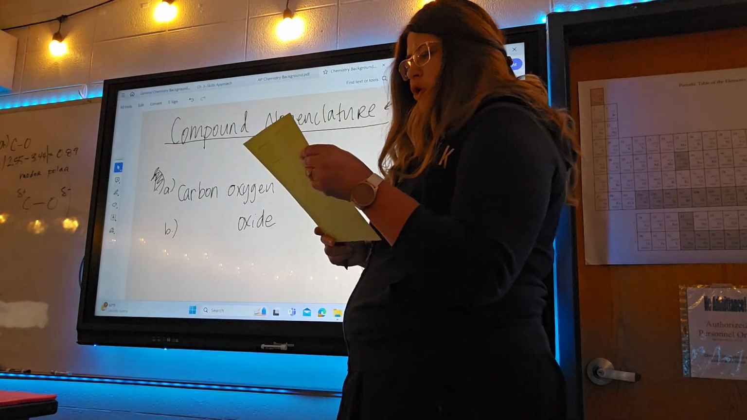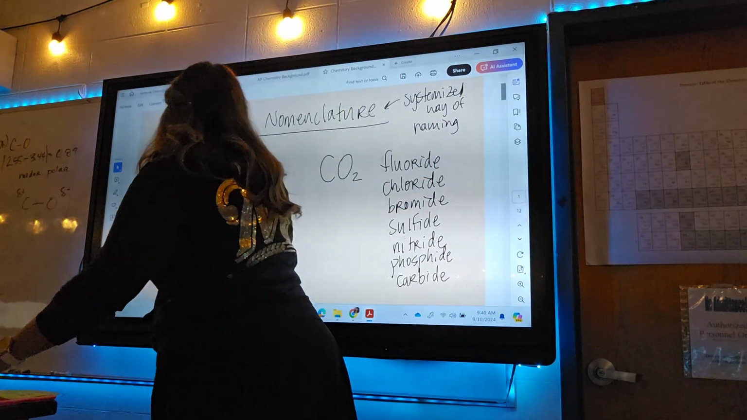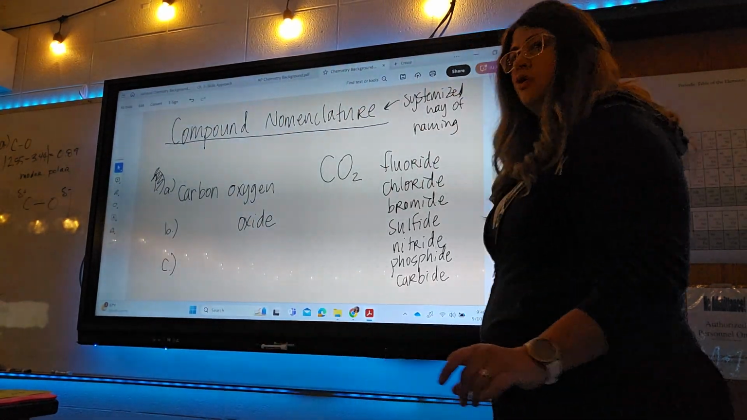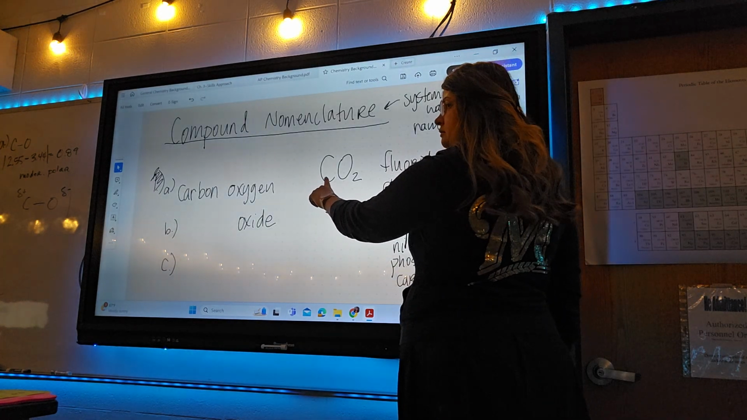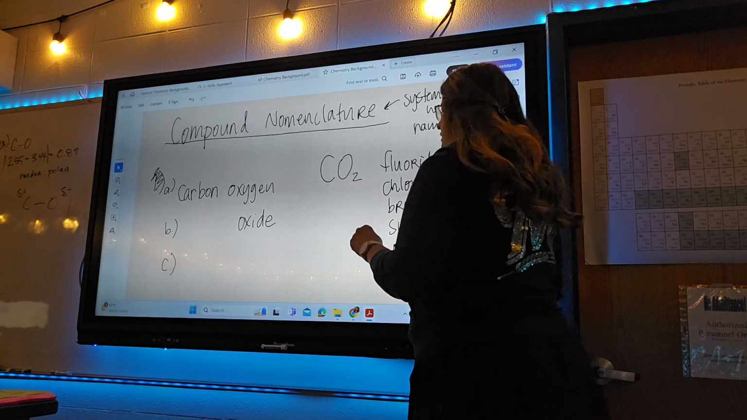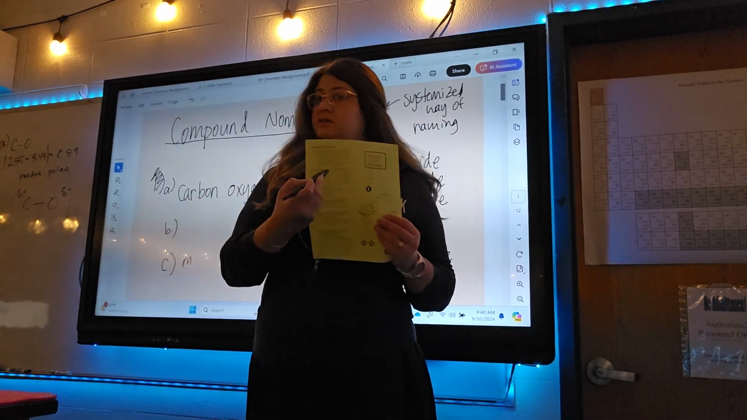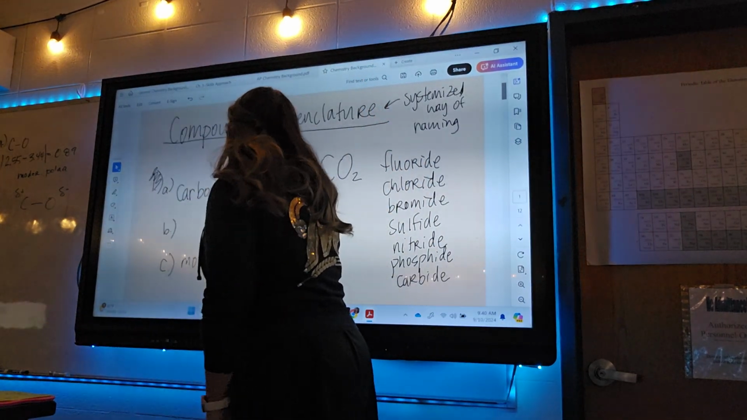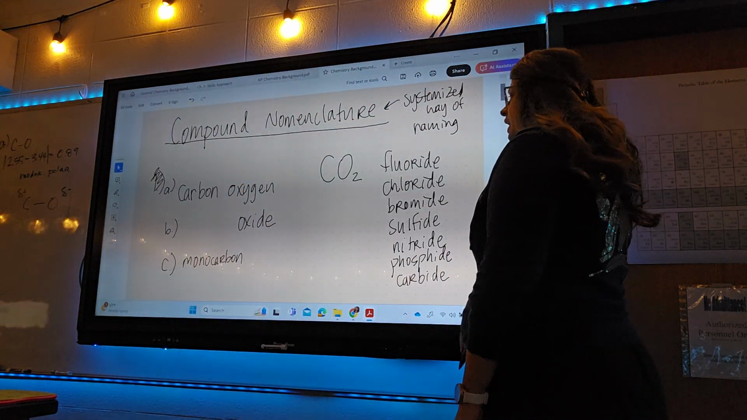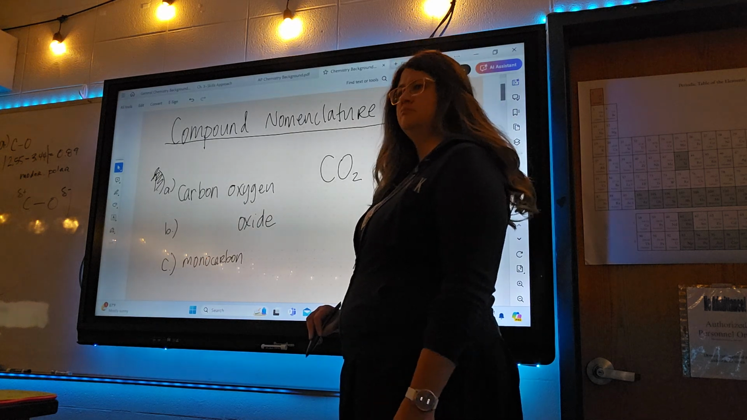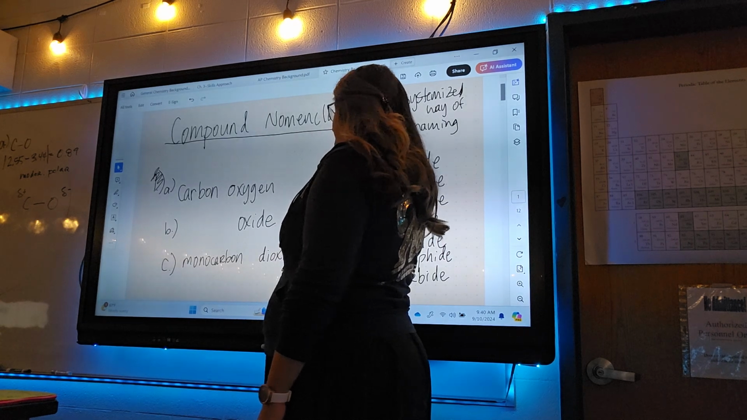Step C says to add appropriate prefixes to each word to indicate how many atoms of each element are present in the formula. Okay, well, now we need to know how to use a formula. So how many carbon atoms are appearing in this formula? Just 1. So that means that we would use the prefix for 1, and I give you the prefixes here in this little table. So 1 is mono, and it just becomes part of the word carbon now, so it's monocarbon. And then how many oxygens are there in this compound? 2. So what's the prefix for 2? Di.